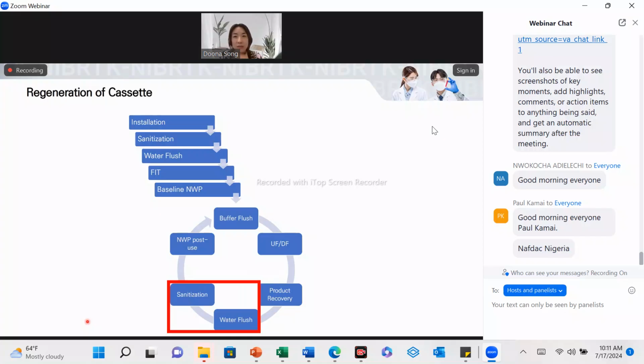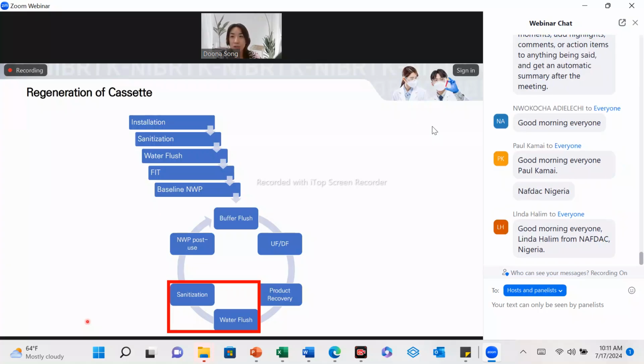And once processing product is finished, the unit must be thoroughly cleaned. For cleaning, sodium hydroxide is usually used to remove remaining components and buffer residues. In this case, UFDF assembly could be cleaned using the same cleaning protocol that was performed before use. Next, we rinse the unit and membrane with water to remove sodium hydroxide.